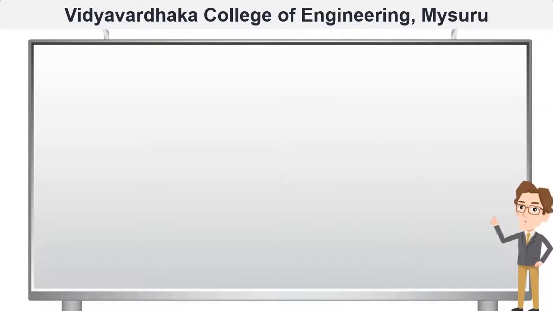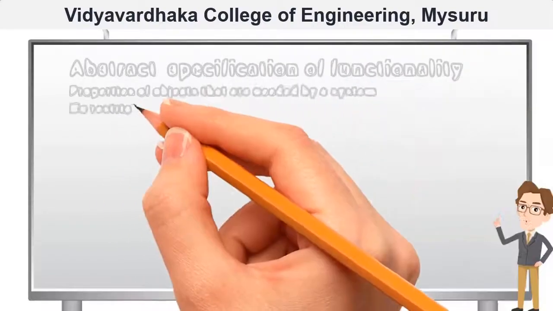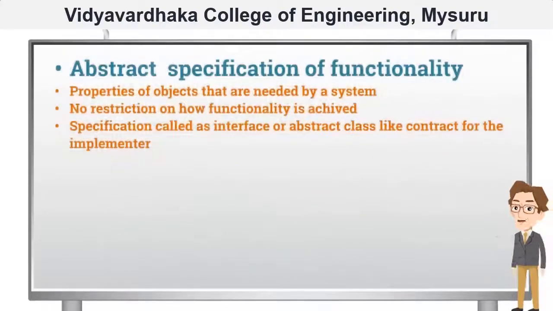Abstract specification of functionality: properties of objects that are needed by a system. There is no restriction on how the functionality is achieved. The specification is called an interface or abstract class. It is just like a contract for an implementer.